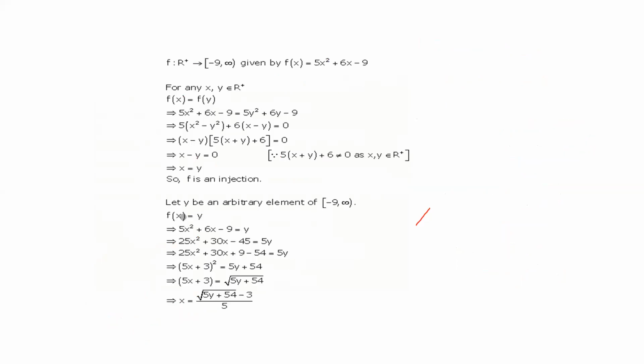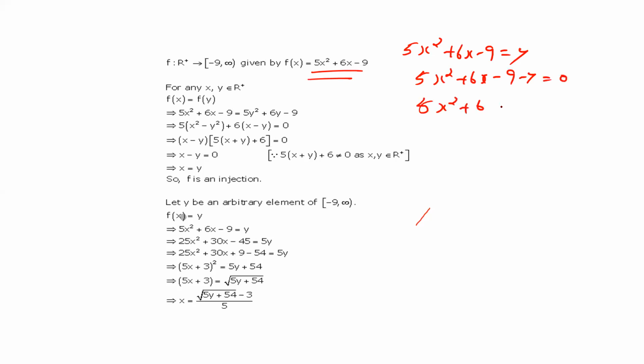Now you see another question, also the same model. 5x squared plus 6x minus 9 is equal to y. Take it. So 5x squared plus 6x minus 9 minus y is equal to 0.